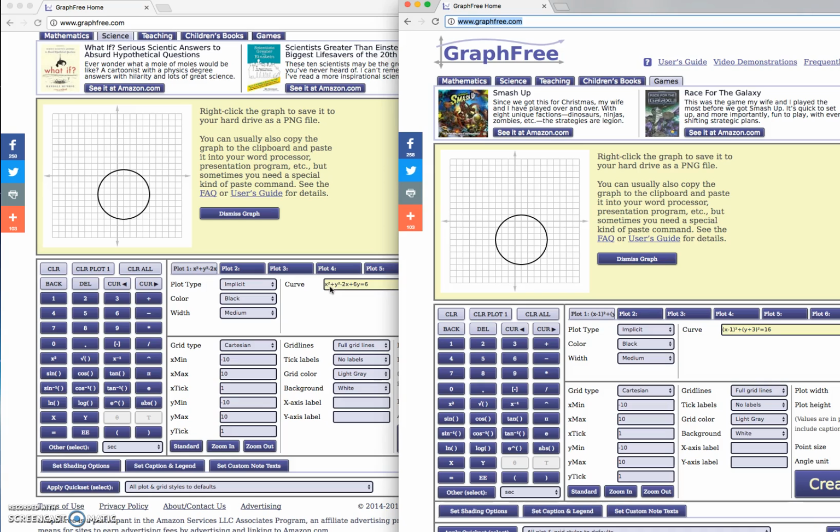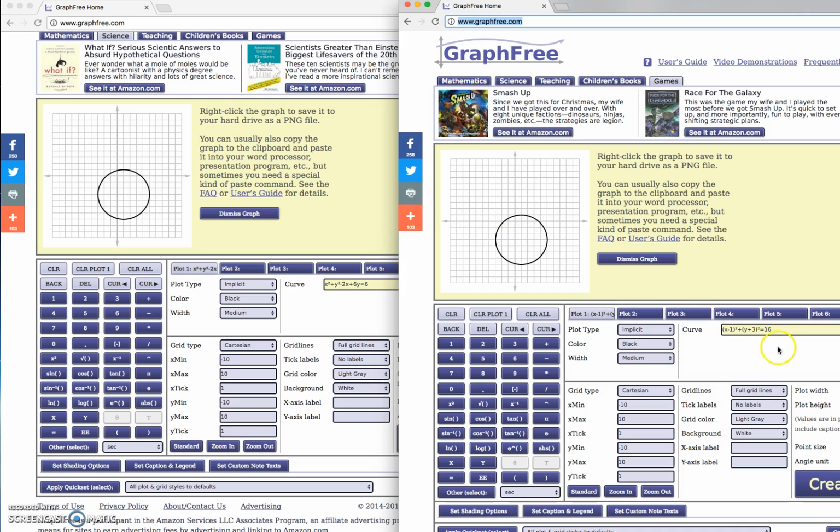I've got x squared plus y squared minus 2x plus 6y equals 6. And here's my graph. I've got a center right here. What is that? About 1 comma negative 3 with a radius of 1, 2, 3, 4 about.